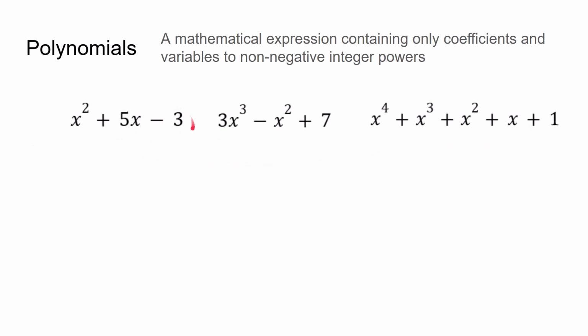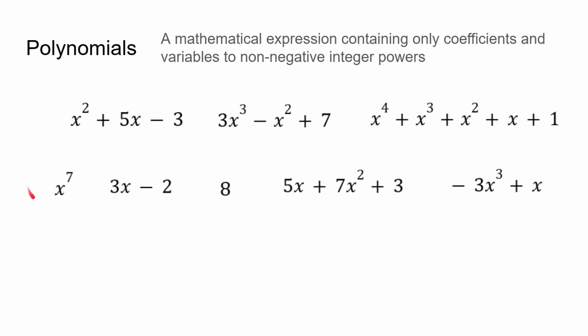And this includes, so this 3 is times x to the 0. So this is x squared, x to the first, and x to the 0. And these are all polynomials. These are also polynomials.